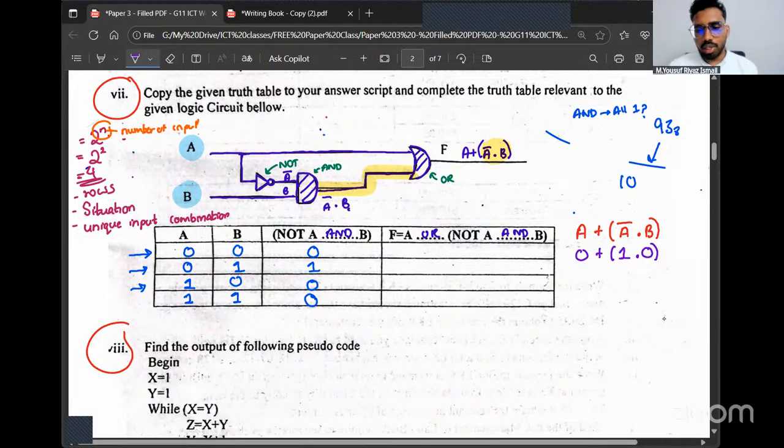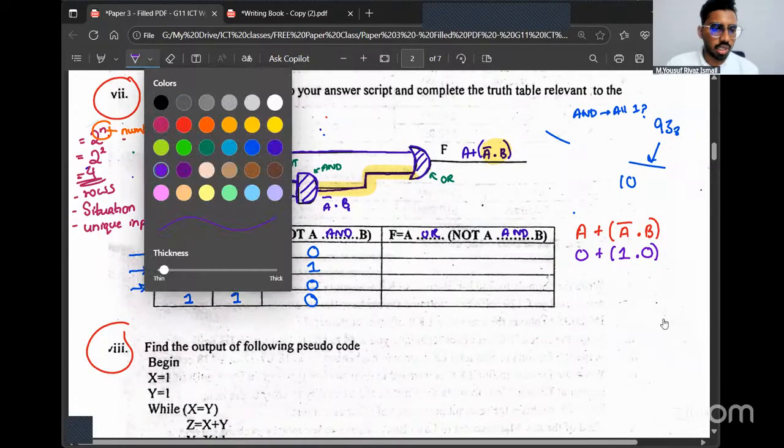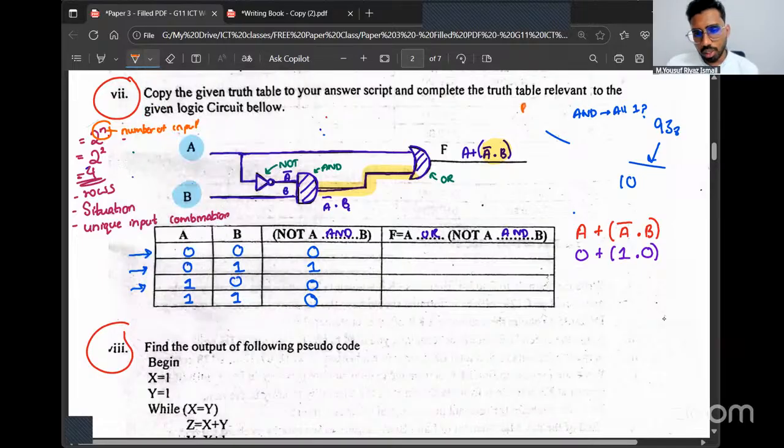B is equal to 0 as per the first row. Now you might be wondering, what should I do first? Should I go for the OR gate or the AND gate first? Or how is the order? First of all, you simplify the brackets. Then you simplify whatever is there in the NOT gate. Then you simplify whatever is there in the AND gate. And finally, you simplify whatever is in the OR gate. So this is the order you have to follow.